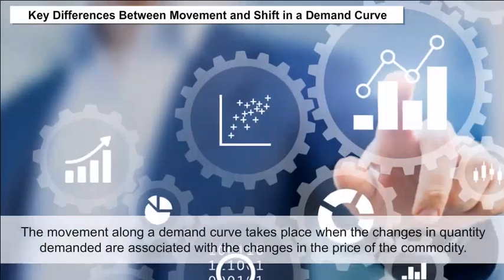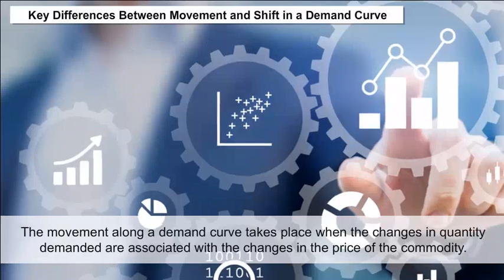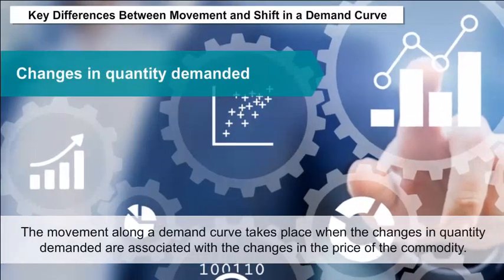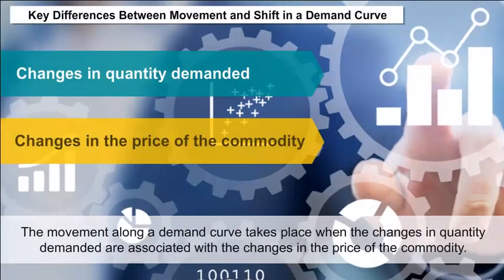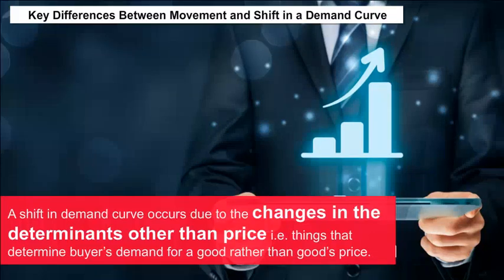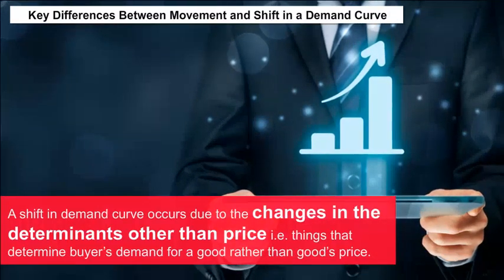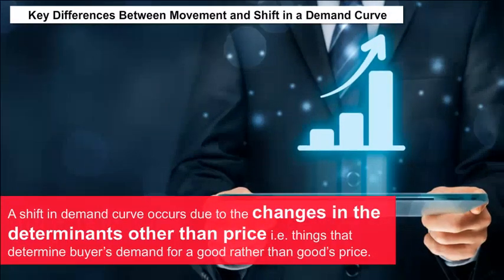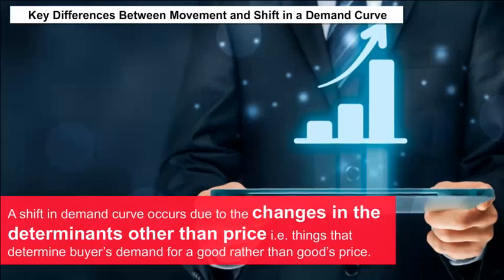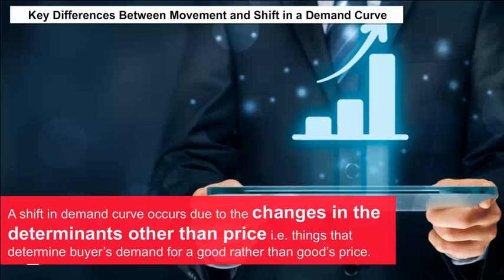Again, the movement along a demand curve takes place when the changes in quantity demanded are associated with the changes in the price of the commodity. But a shift in demand curve occurs due to the changes in the determinants other than price, that is, things that determine buyers' demand for a good rather than the good's price.